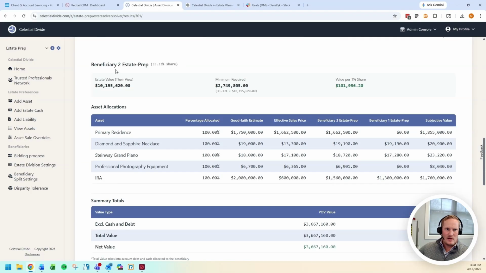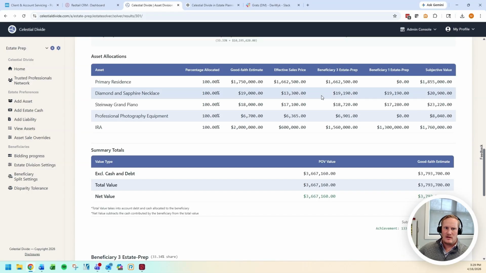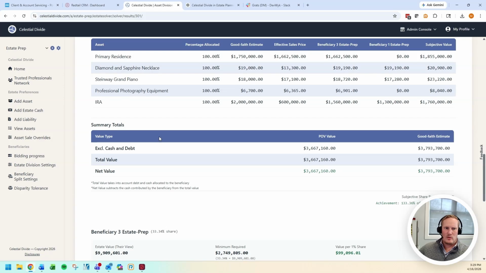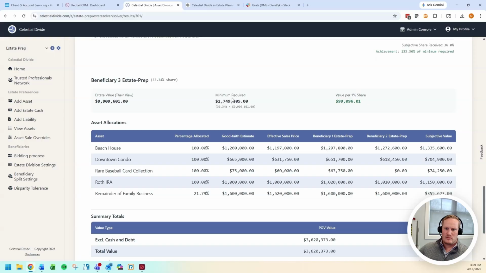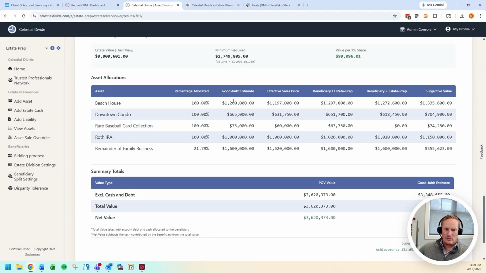Beneficiary 2, again, their view on things, minimum required value per 1%, what they have received, those IRAs, their subjective value, as well as the cash and debt and total value. And finally, for the third person as well, same story.